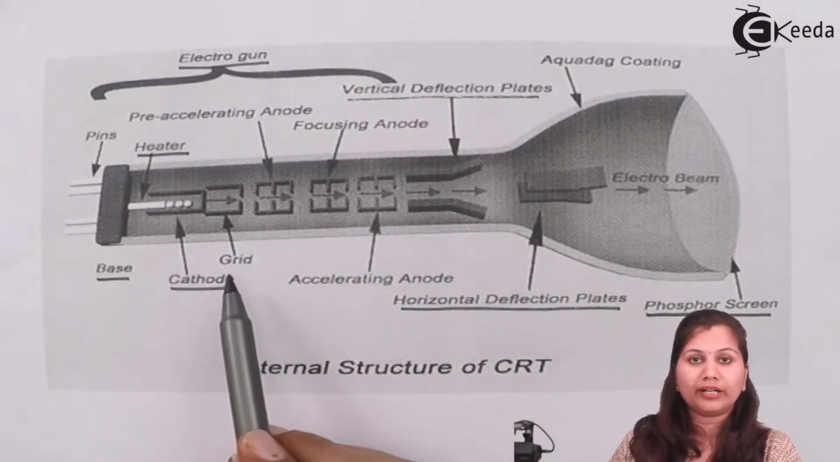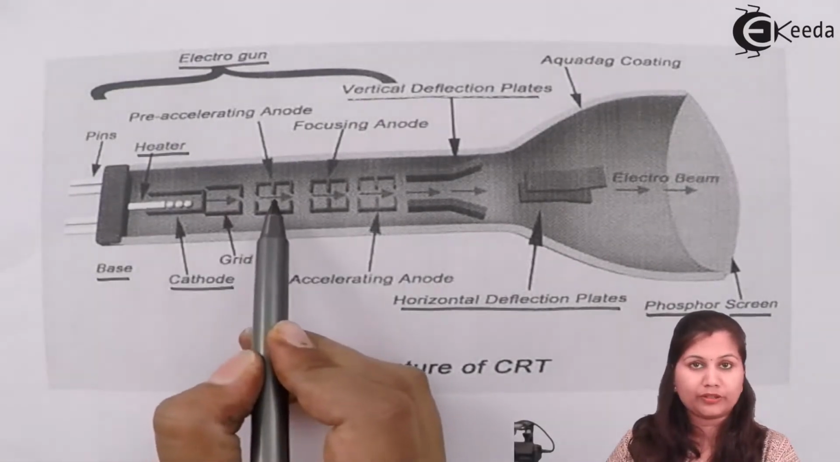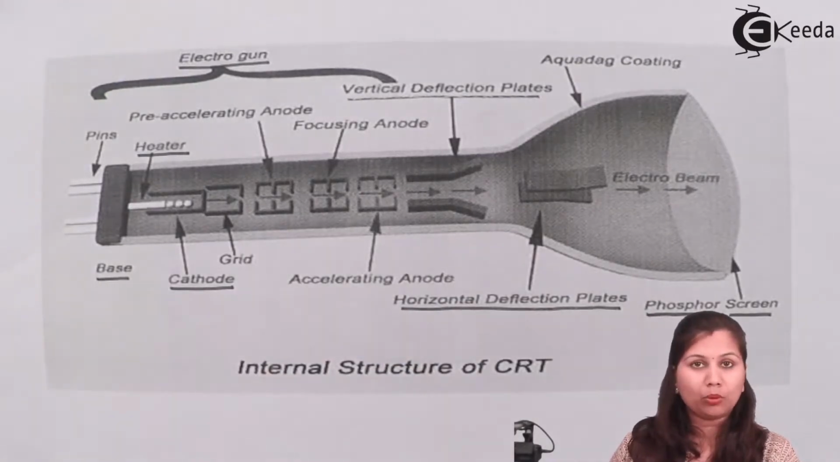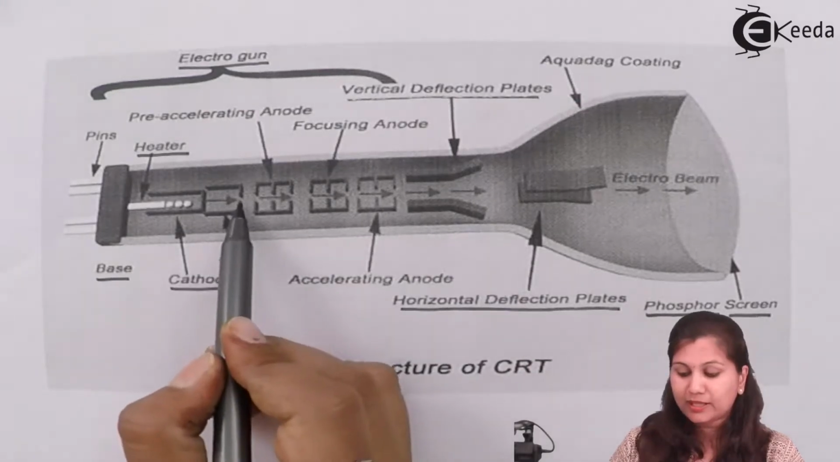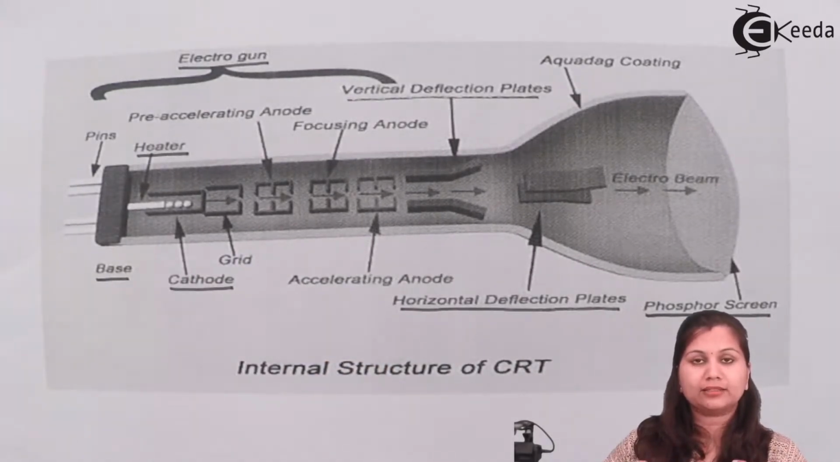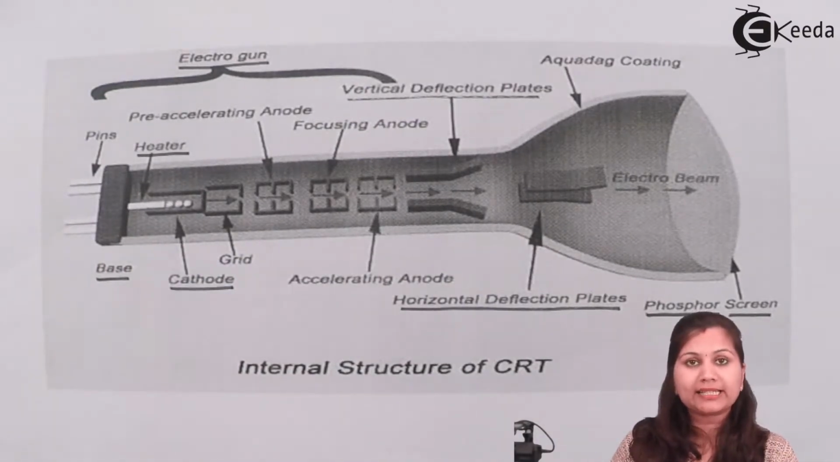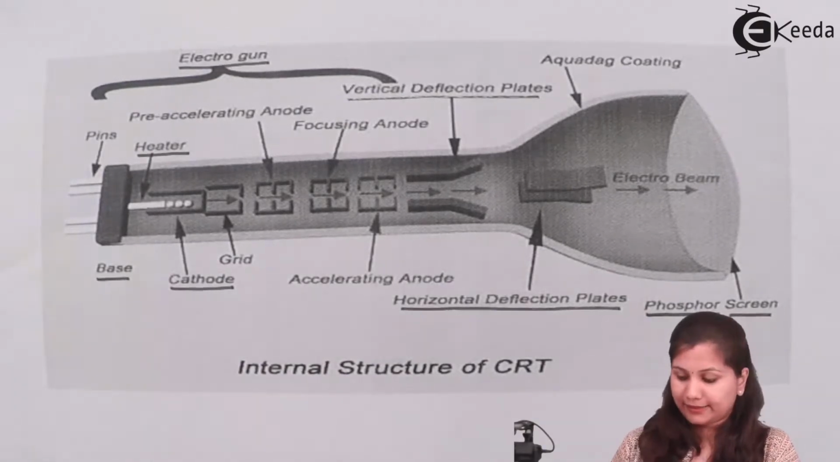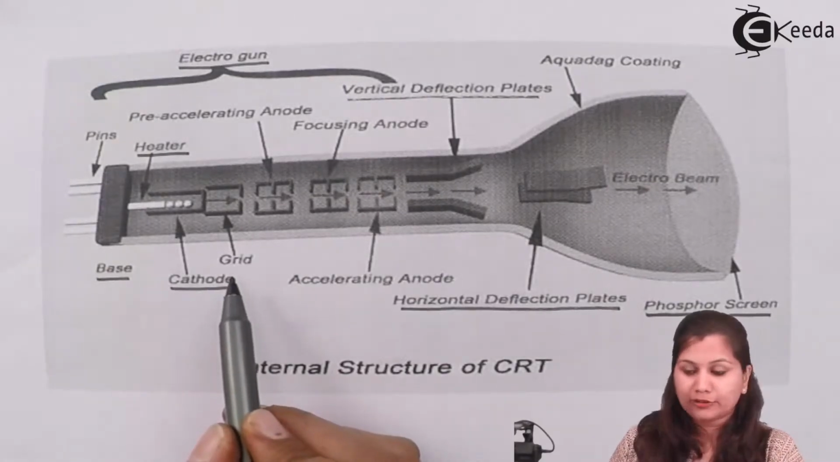The control grid controls the number of electrons which are passing through it. So if we want more electrons to pass, we can increase the space. There is a hole in the control grid, so if we increase the space, more electrons can pass through it, and if we want fewer electrons to pass, we are going to minimize the distance. So the control grid controls the number of electrons passing through it.